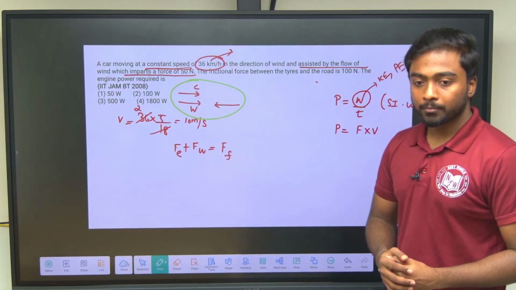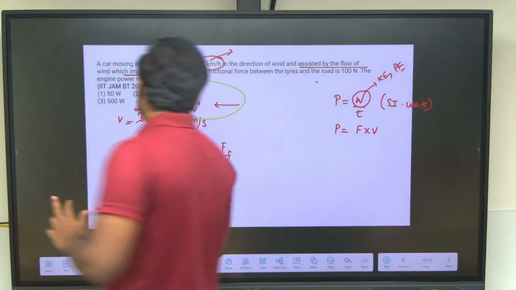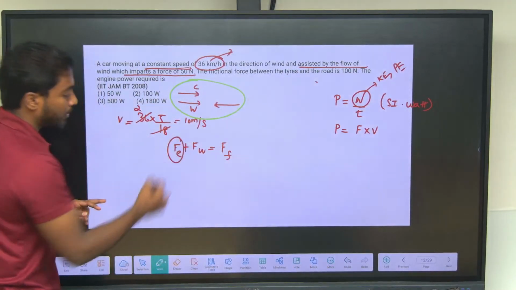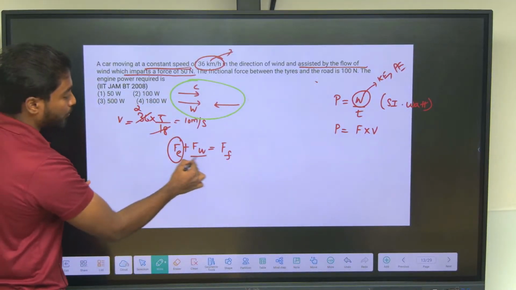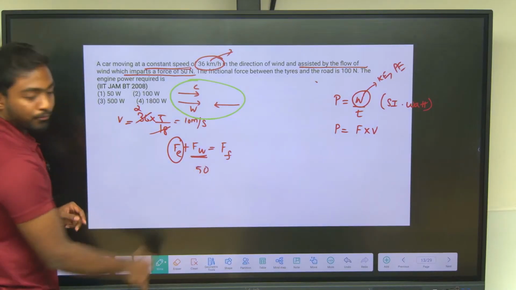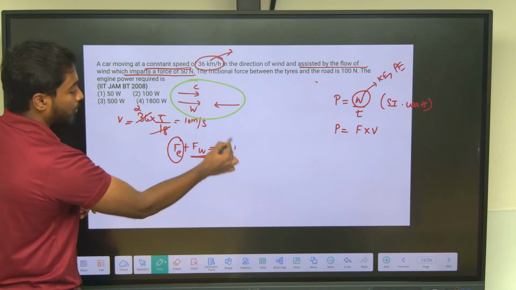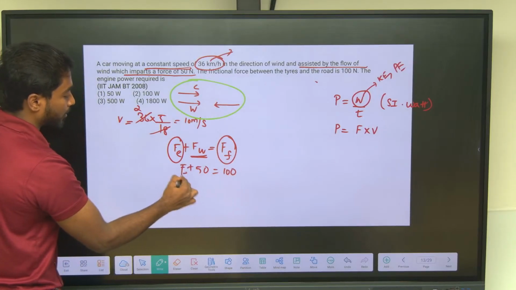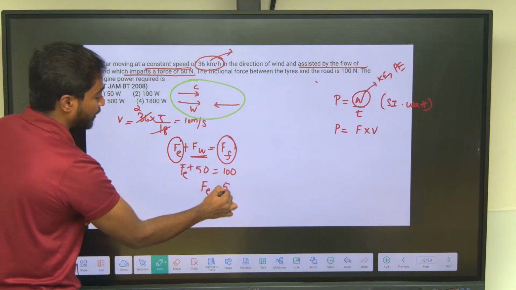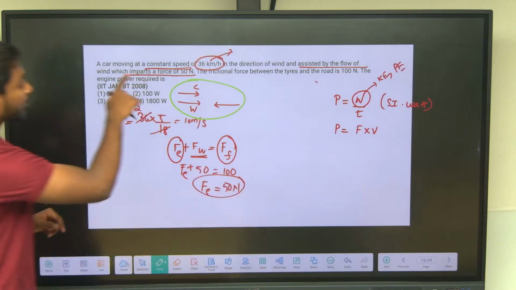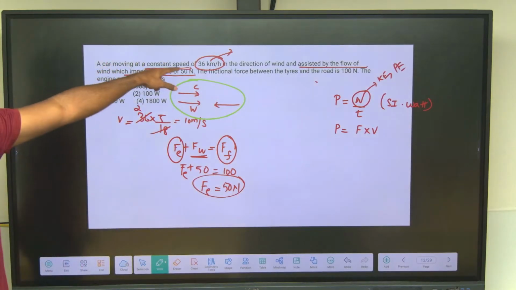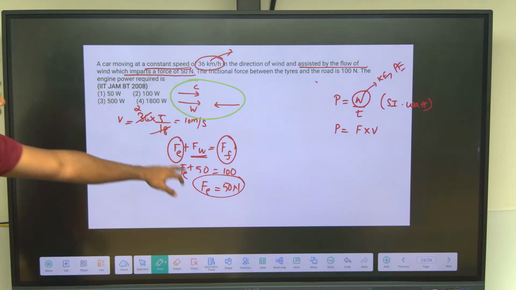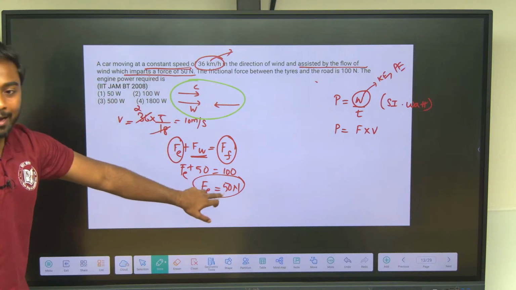I don't know about the force of the engine now. I know about the force of the wind. What is that? 50. And what about the friction? 100. So this is plus Fe. So Fe is nothing but 50 Newton. So what is the thing they have asked? A car moving with 36 km/h, no? And they are asking what is the power generated by the car.